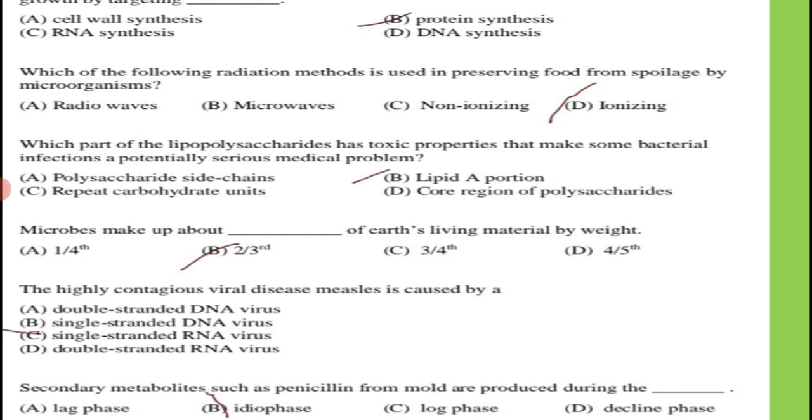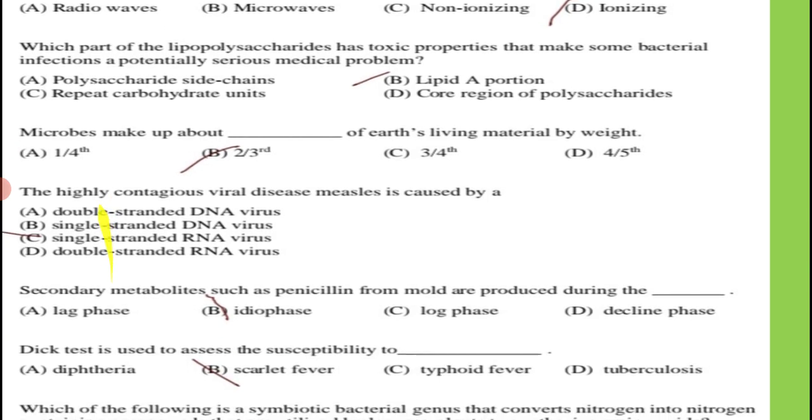Then next question: microbes make up about dash of Earth's living material by weight. Option B is the answer. Two-thirds of Earth's living material is microbes. Then moving to the next question: a highly contagious viral disease, measles, is caused by. Here the question is asked about the measles virus and its genetic material. The genetic material of the measles virus is single stranded RNA.